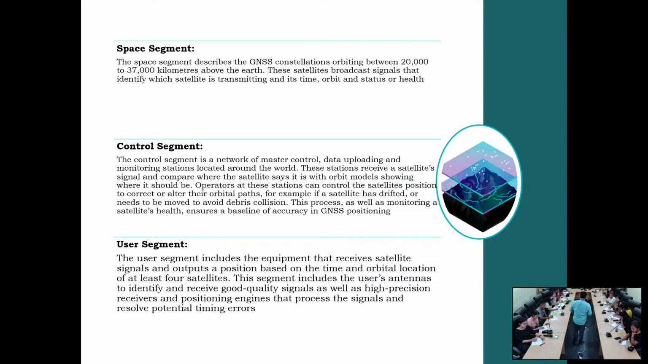Basically, the control segment is the one which communicates with the user and also with space. So whatever data you need, the control segment will ask the satellite, and after receiving data from the satellite, it will give it to you. One more operation of this control segment is regular checking of satellite health, its path, its accuracy, everything. Got it? Anyone else? Any doubt so far?